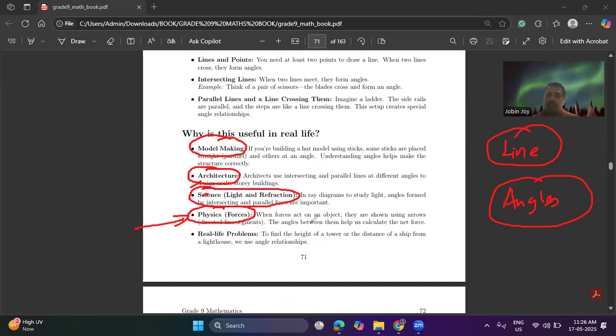Then a real life problem, for example, to find the height of a tower or the distance of a ship from a lighthouse, we use angular relationships. Real life problems also we will be using. So these are a few examples of lines and angles in our daily life, such as model making, architecture, science, physics, real life problems, etc.